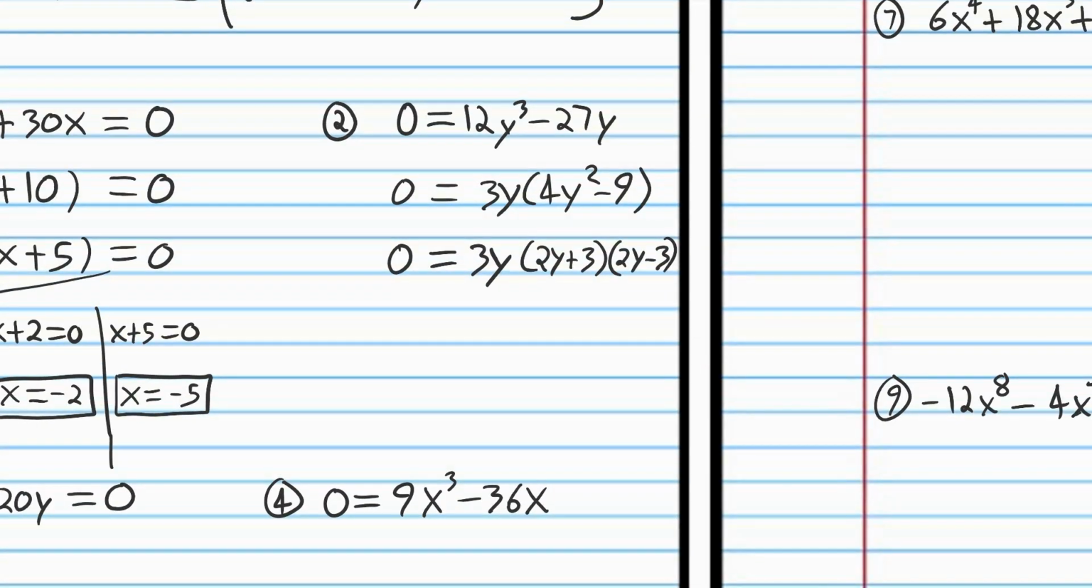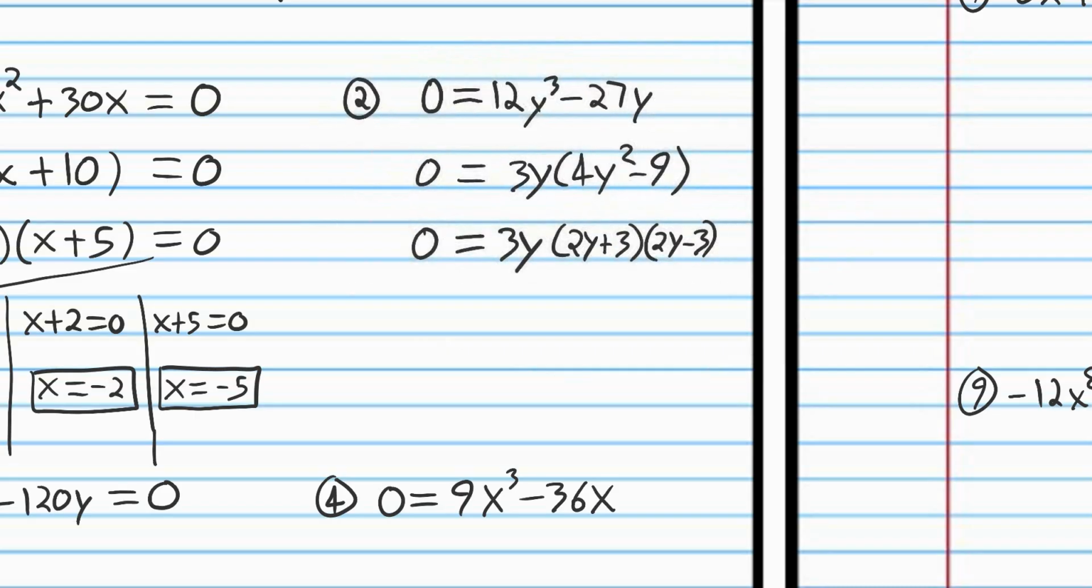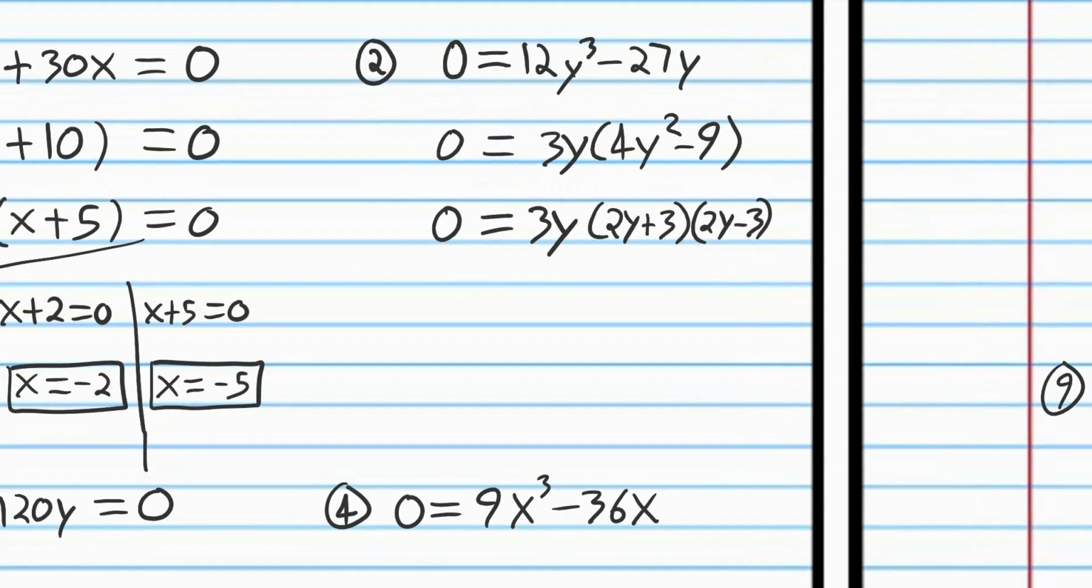So what number times itself is equal to 9? That's 3. What number times itself is equal to 4? That's 2. I'm saying square root, but that's what it means: what number times itself is equal to those numbers. All right, so now we break it up into 3 parts.